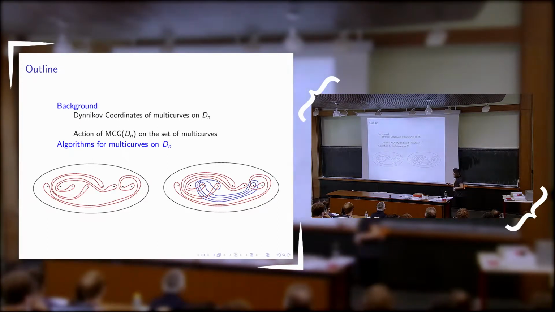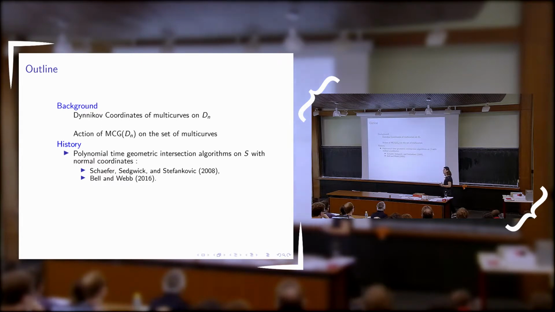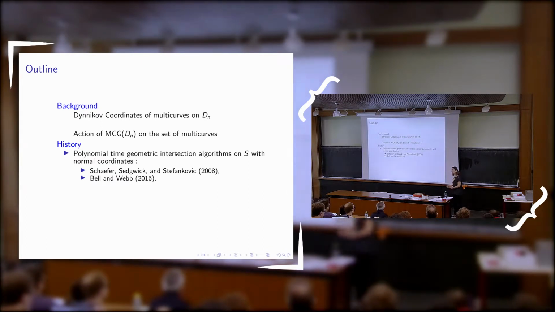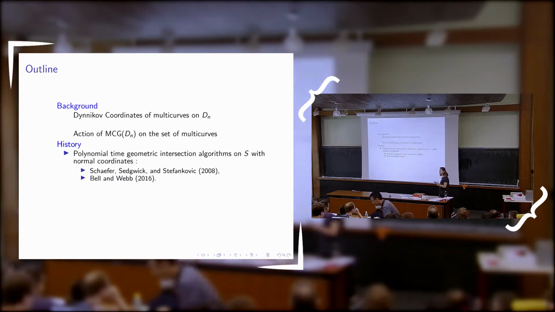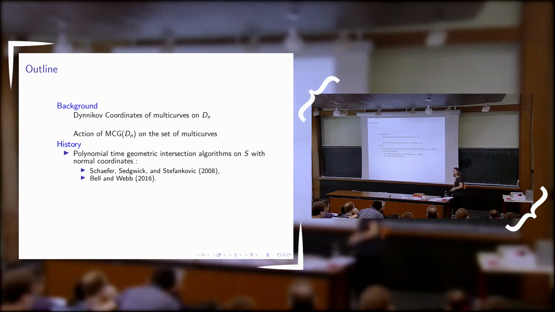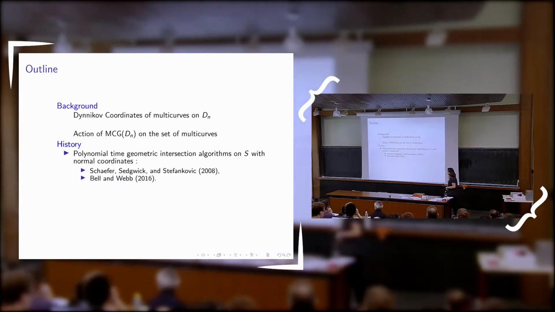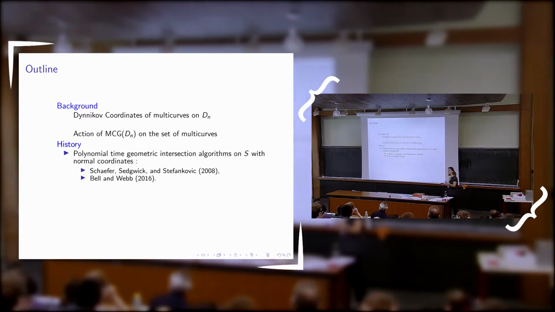And well, there are algorithms. Schaefer, Sedgwick, Stefankovic, Bell, and Webb use ideal triangulations of surfaces. They look at the number of intersections on the edges of an ideal triangulation and give polynomial time algorithms. Polynomial in the Euler characteristic of the surface and log of m, where m is the sum of the normal coordinates of the multicurves. And they compute the geometric intersection number of multicurves.